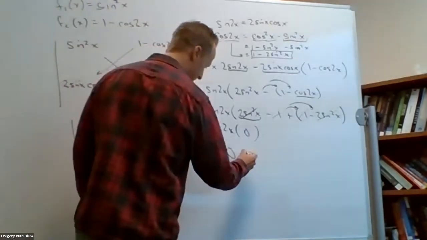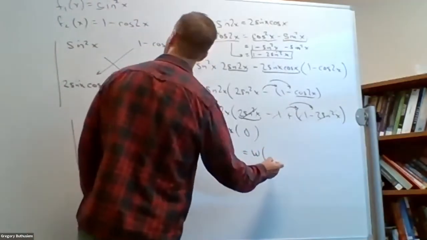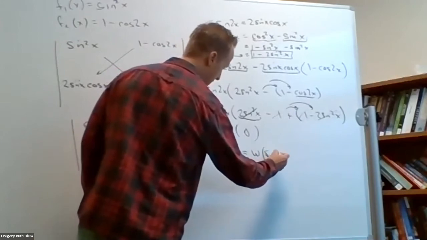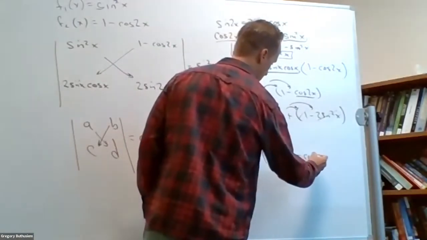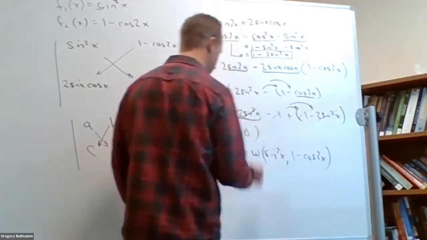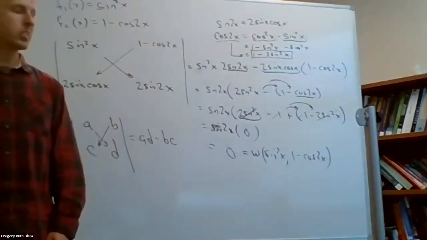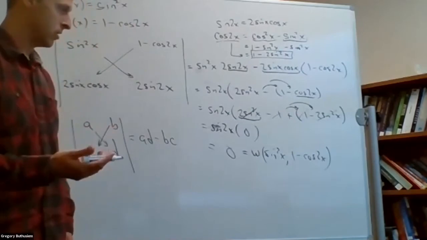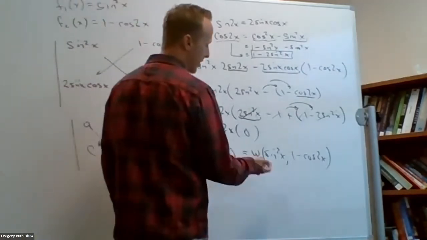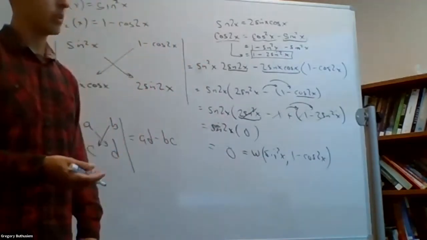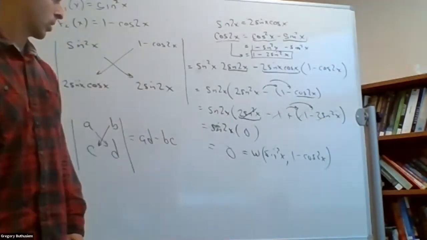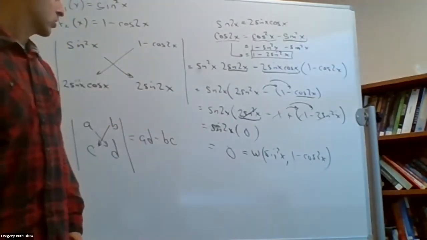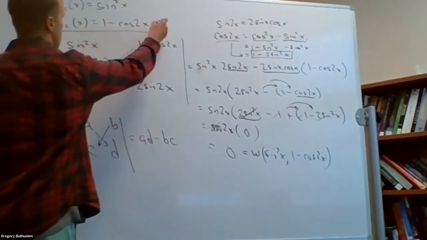Anyway, that tells me that the Wronskian of these two functions, sine squared x and 1 minus cosine 2x, is 0. And if the Wronskian is 0, then they're not linearly independent. Sorry, I said it wrong at first: they are linearly dependent. So these are linearly dependent functions.